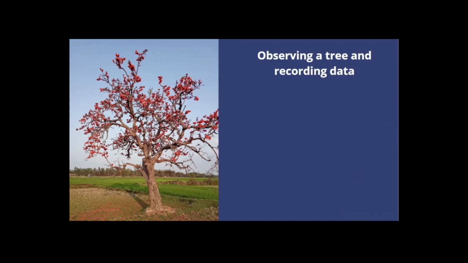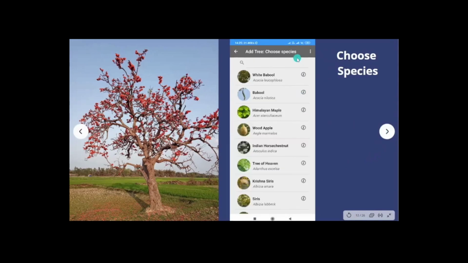Once you have done that, now you have to start looking at a tree and recording its phenology with Season Watch. So let's look at the process of how the data is recorded. First of all, one selects a tree. Let's take an example of a Palash tree, Butea monosperma. This tree is in full bloom, and so this is the species that we are selecting. So you go to the app and you choose your species from the list that is already available.